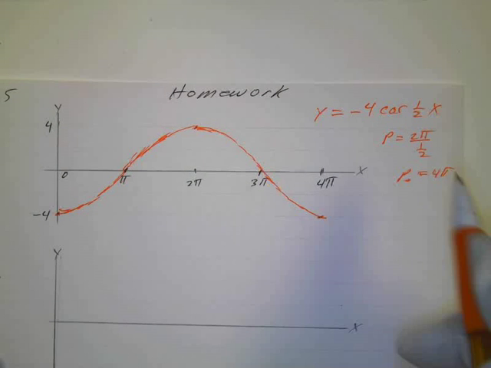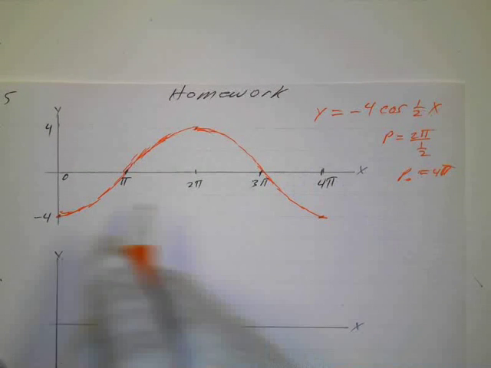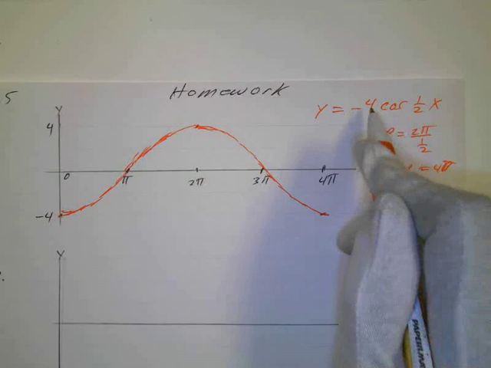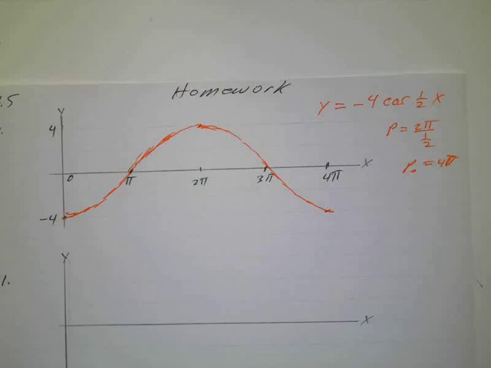So again, the thing to do is find your period. My period's 4 pi, so once I have my period, I subdivide it into 4 equal intervals, and I know my amplitude is going to be 4. And again, I put my points in.